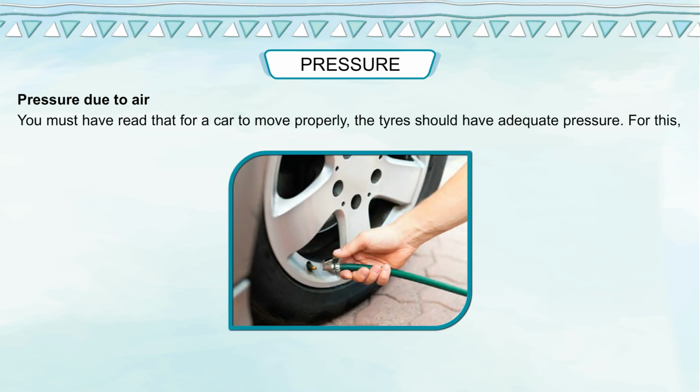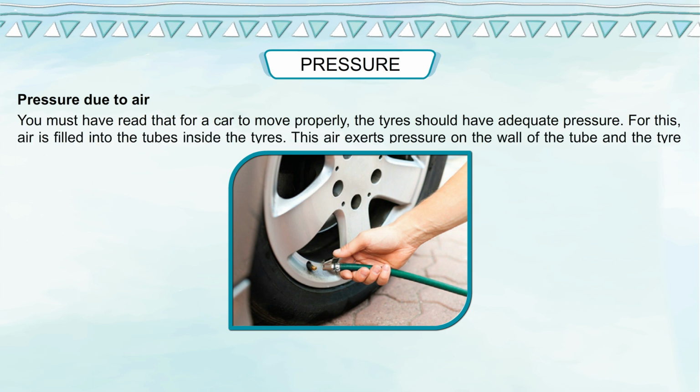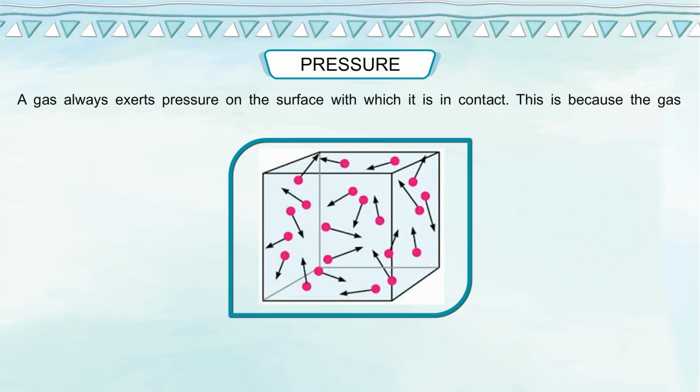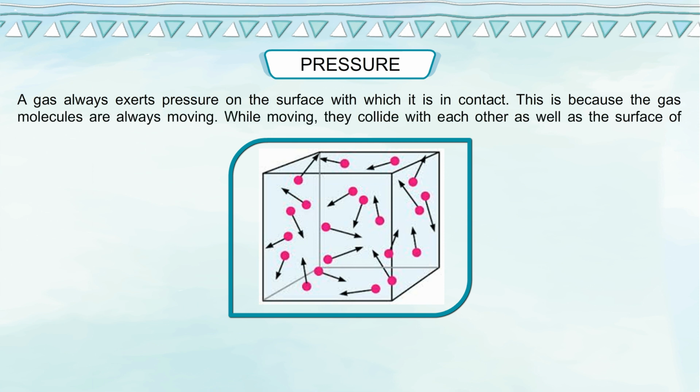You must have read that for a car to move properly, the tires should have adequate pressure. For this, air is filled into the tubes inside the tires. This air exerts pressure on the wall of the tube and the tire becomes hard. When this tube is pierced by a pointed object, the tire gets deflated and the car is not able to move. A gas always exerts pressure on the surface with which it is in contact. This is because the gas molecules are always moving. While moving, they collide with each other, as well as the surface of contact.